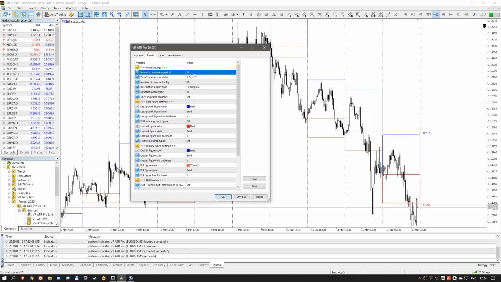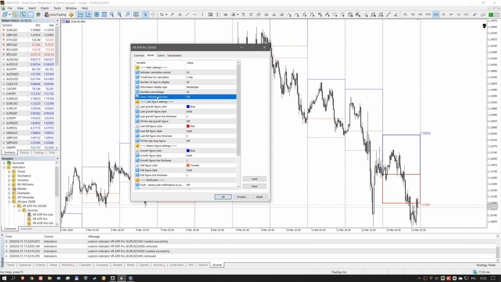Indicator calculation period. The higher you specify this parameter, the more accurate the calculation will be. But the squares will be smaller and you may miss out on potential profits. The smaller the parameter, the fewer calculations will be made and the larger the squares will be. But then the risk of losses increases. The optimal parameter can be selected using the Show Indicator Accuracy function.